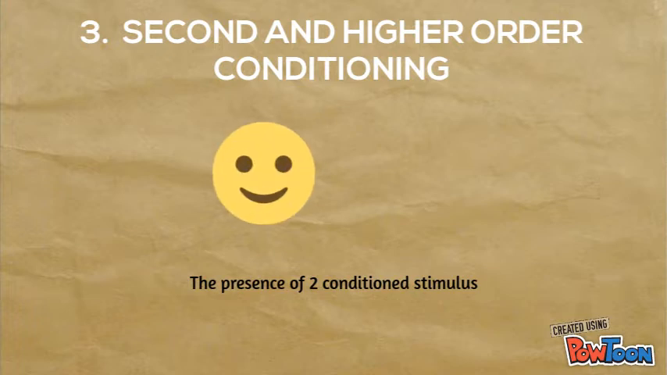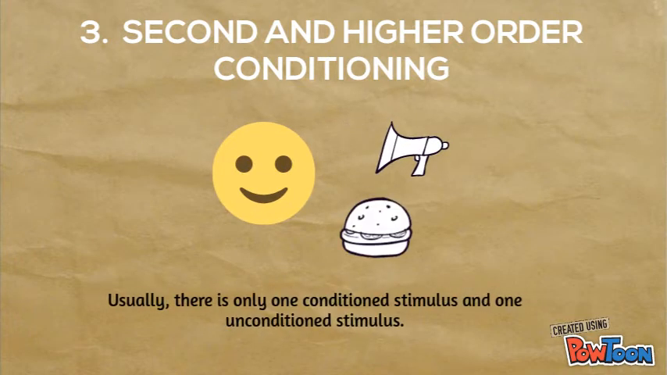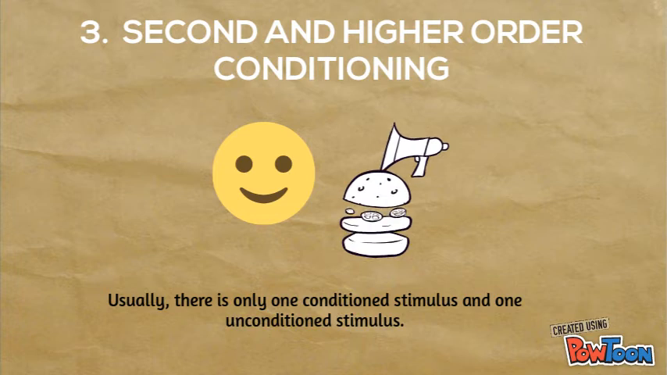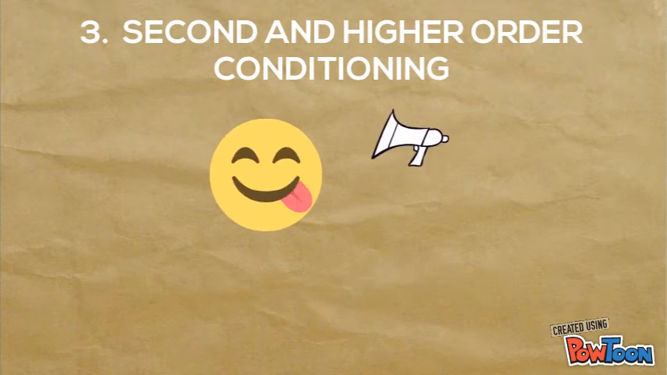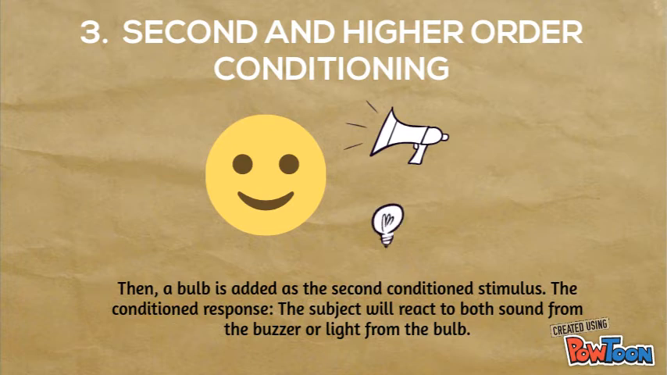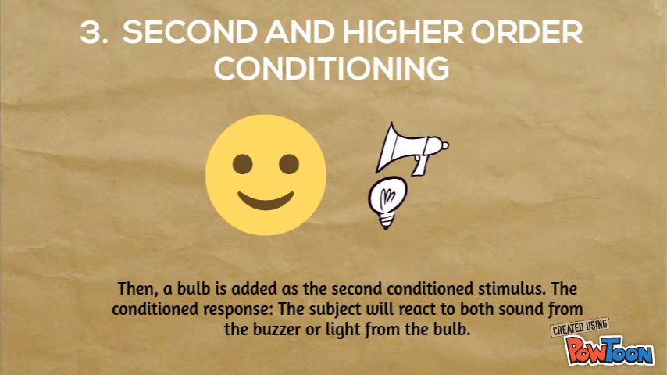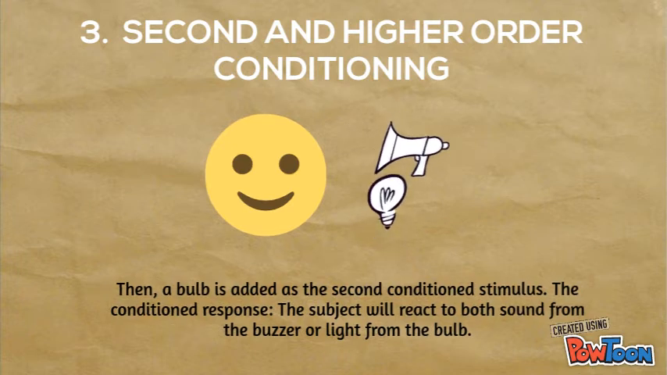Second and higher order conditioning is the presence of 2 conditioned stimulus. Usually, there is only 1 conditioned stimulus and 1 unconditioned stimulus. Now the buzzer is the first conditioned stimulus, then a bulb is added as the second conditioned stimulus. The conditioned response: the subject will react to both stimulus.